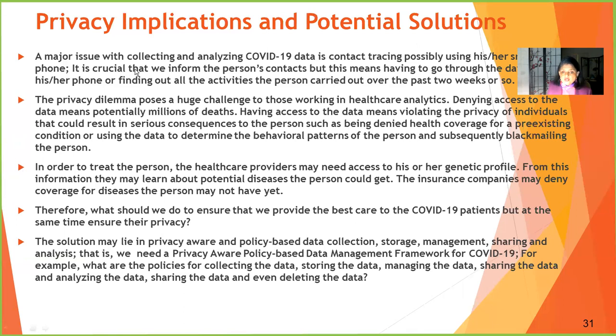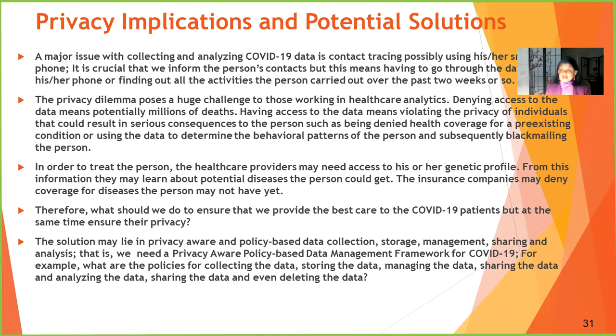So a major issue with collecting and analyzing COVID-19 data is contact tracing using his or her cell phone, right? It is crucial that we inform the person's contacts that there is someone who has got COVID. Okay, but we also have to make sure the person's privacy is maintained. That's the dilemma we are faced with. The privacy dilemma poses a huge challenge to those working in healthcare analytics. Denying access to the data means potentially millions of deaths. Having access to the data could violate the privacy of individuals.